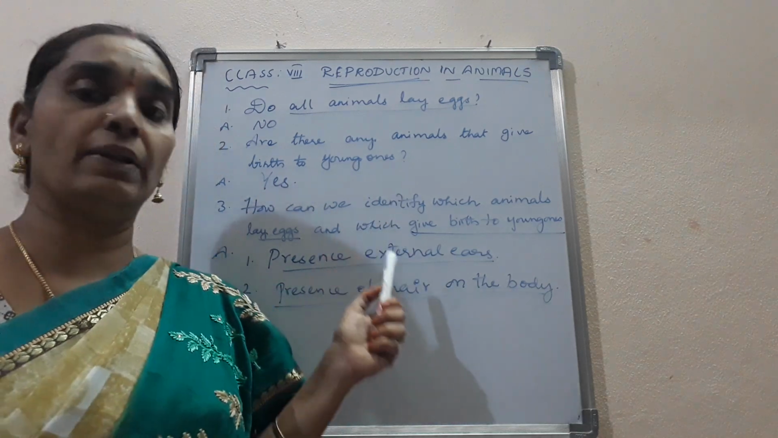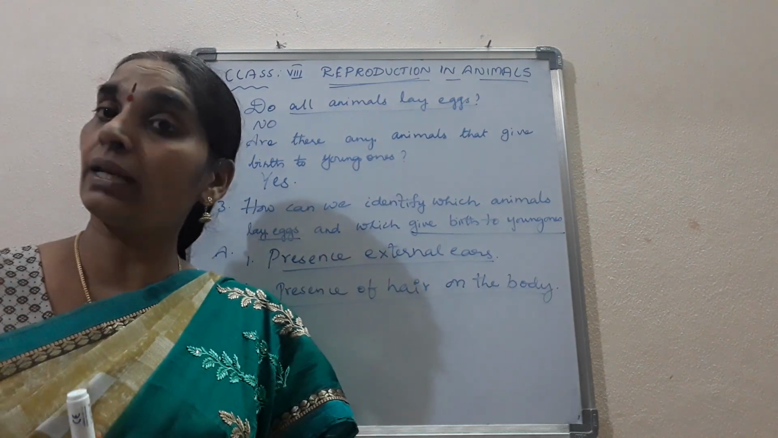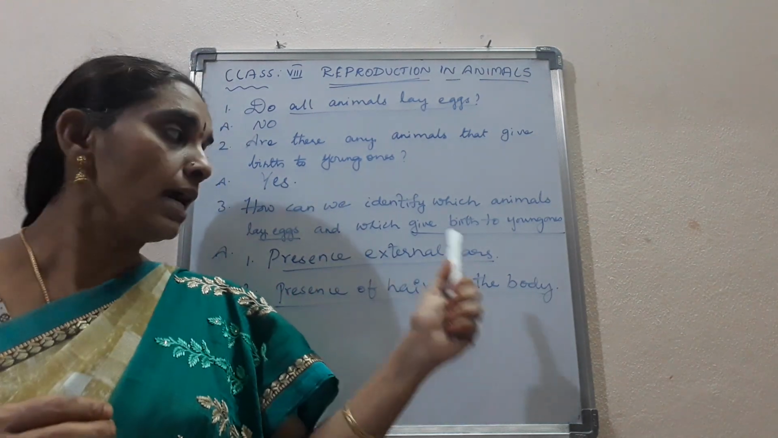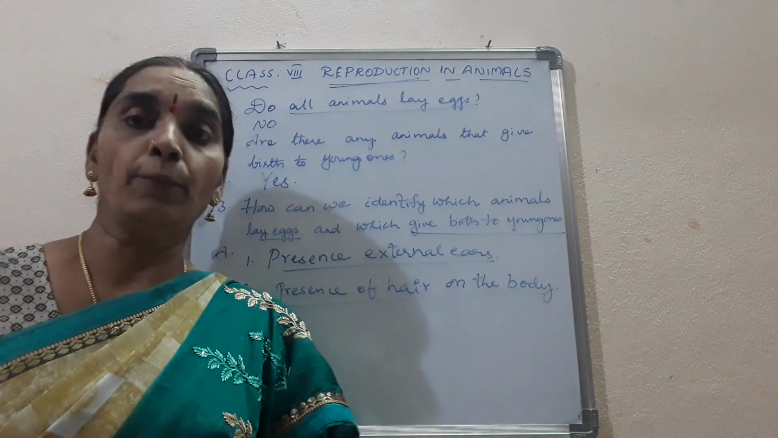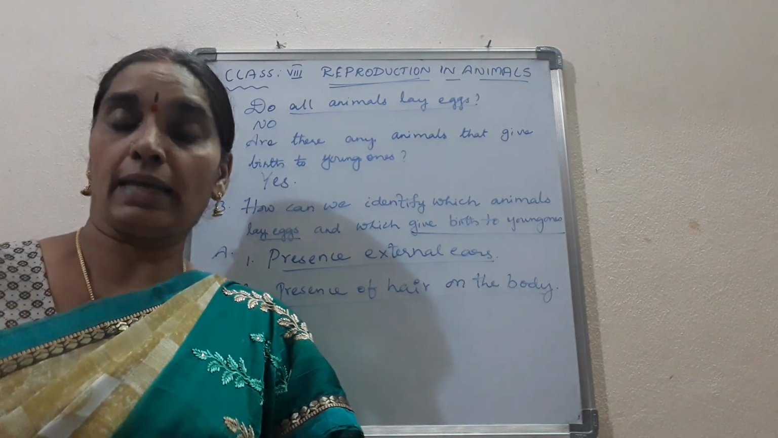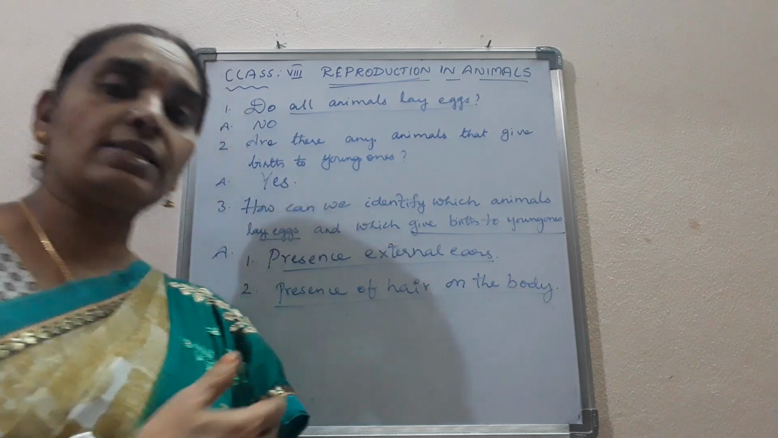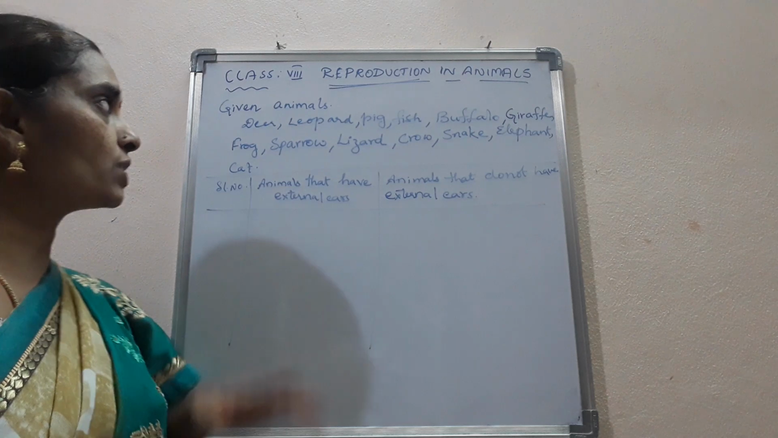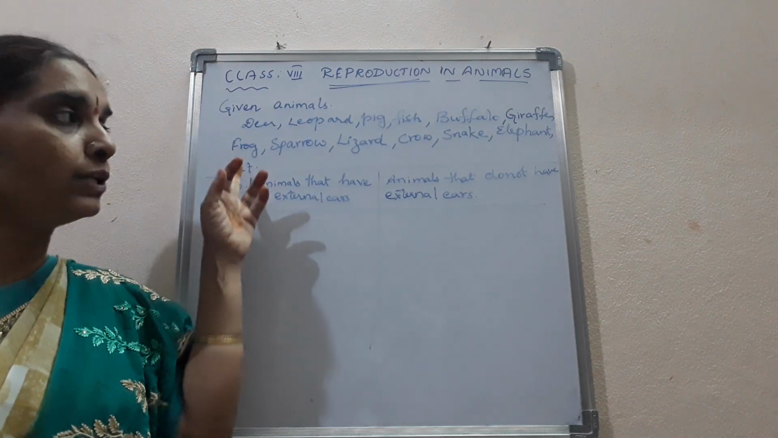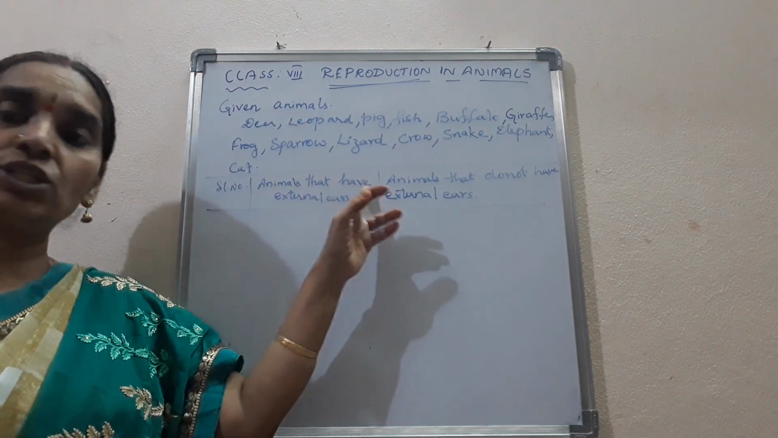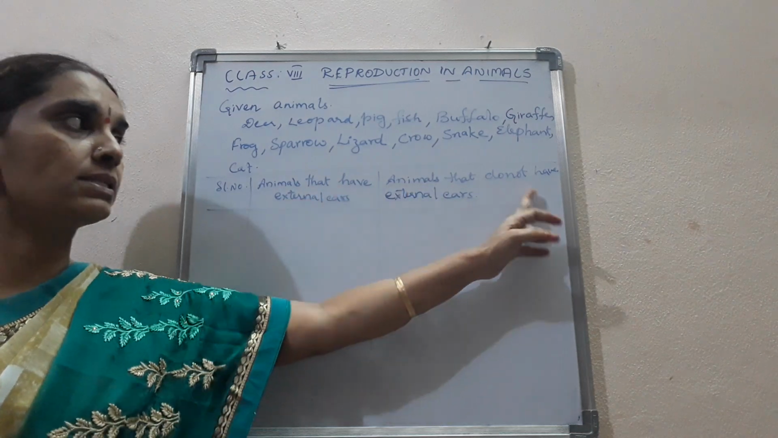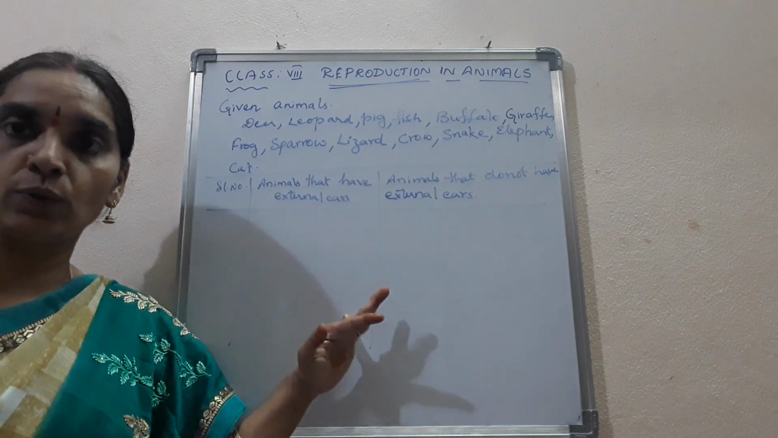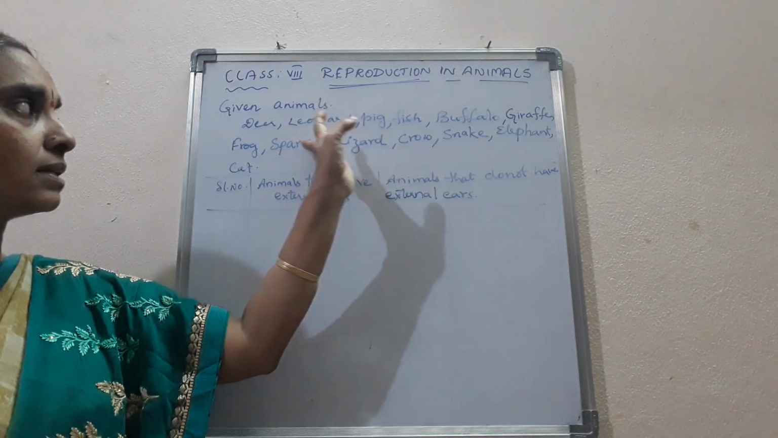Now I'll give the table for you. Now you should fill up the table with the organisms which have the external ears and the organisms which have the hair on their body. Okay, children? First note down this. Now see the board, children, given certain animals, and you have to write the animals which have external ears and animals that do not have external ears. Okay, write down neatly in your notes by seeing these given animals.